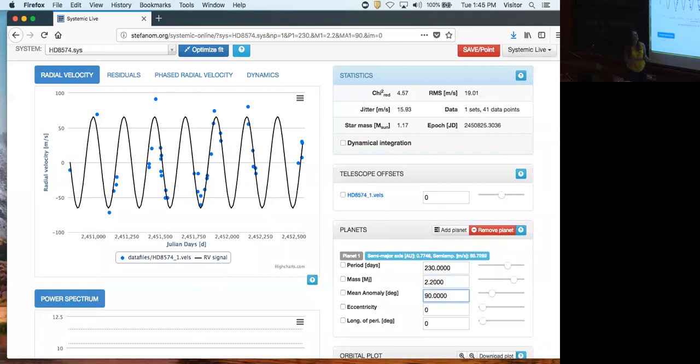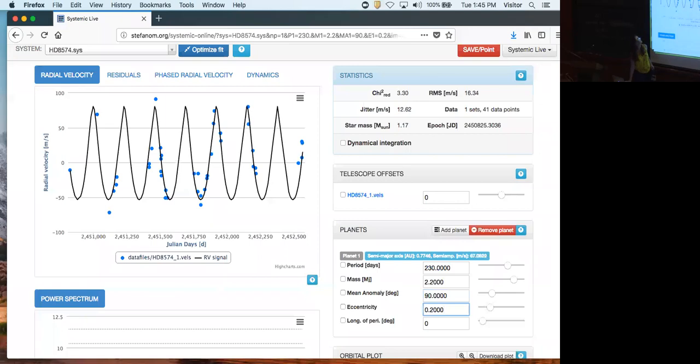And again, this is just me trying to get a basic sense of what's happening in the data. And then you'll note that while these bottom parts match pretty well, I'm missing some of these upper points. So I'm going to guess that this is a little bit eccentric, that my RV curve needs to be a little more peaked as it goes up. So I'm going to take the eccentricity from 0 to be like 0.2. Okay, I'm feeling pretty good about that. How do you guys feel about this?